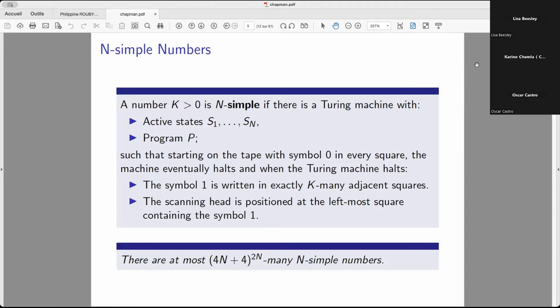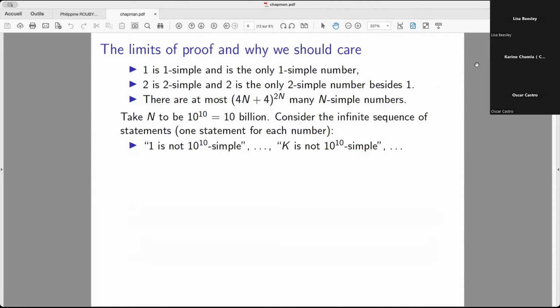Well, so we just counted up how many possible n-state programs there are. So there are at most (4n+4) raised to the 2n power many n-simple numbers. And that's not a very good estimate. It's just an upper bound. All right, so you can play around with this. 1 is 1-simple. That's easy. It's the only 1-simple number. 2 is 2-simple, and 2 is the only 2-simple number besides 1.